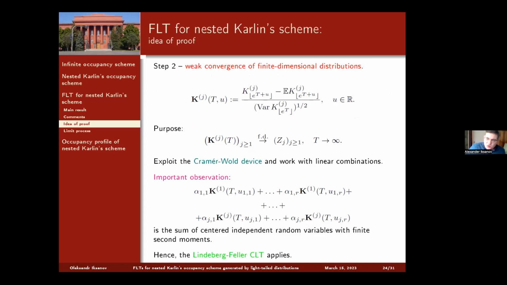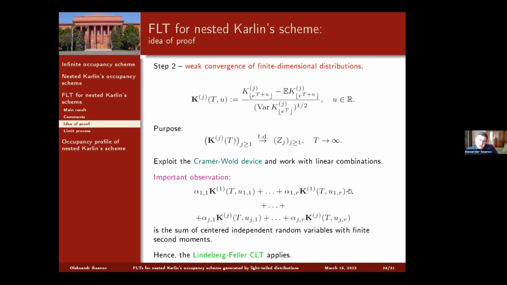As usual, the proof of a functional limit theorem consists of proving weak convergence of finite dimensional distributions and then tightness. While proving weak convergence of finite dimensional distributions in the present context, that is this limit relation, we exploit the Cramér-Wold device. This enables us to work with linear combinations instead of vectors.